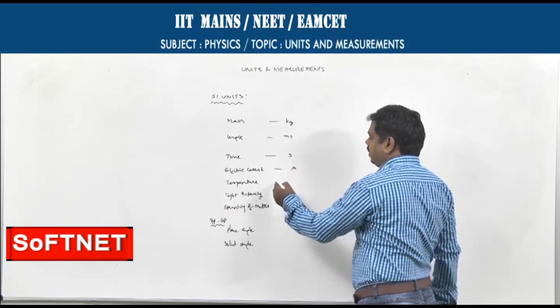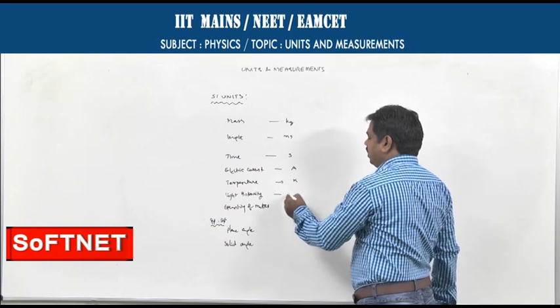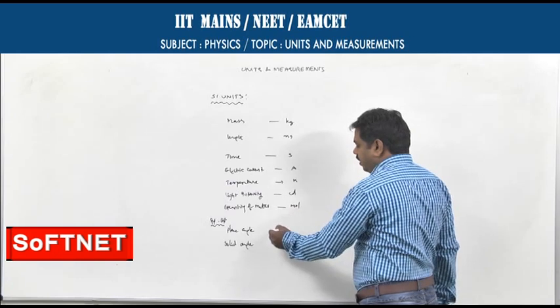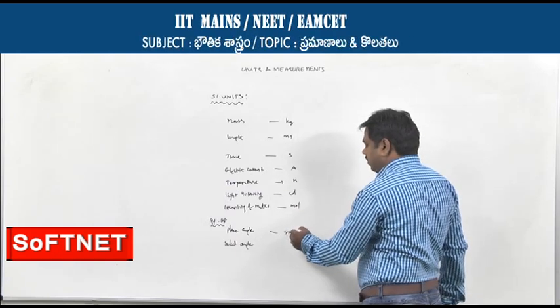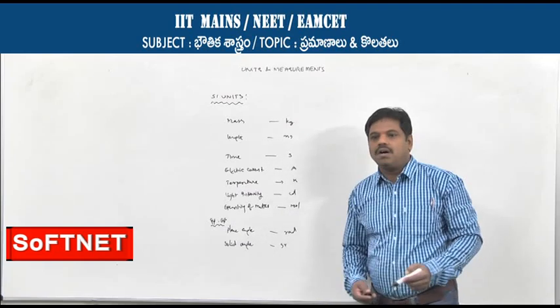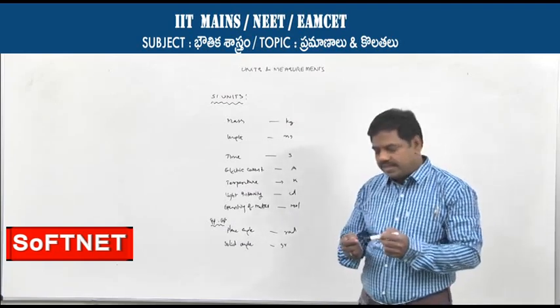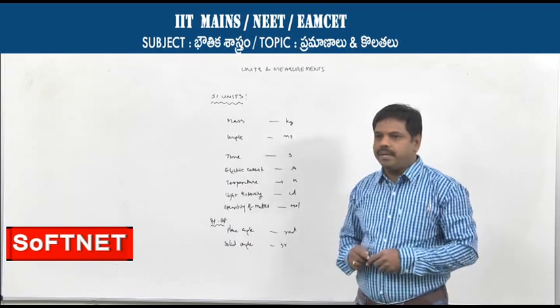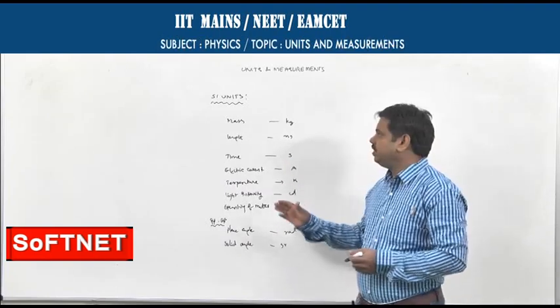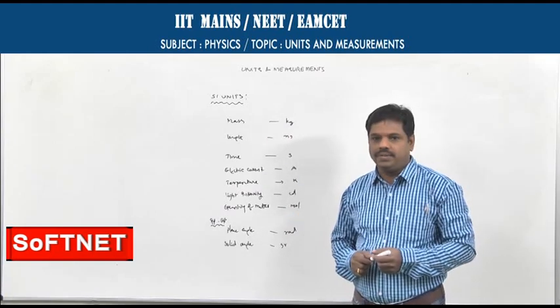The units of all these fundamental physical quantities we already know: mass, kilogram; length, meter; time, second; electric current, ampere; temperature, Kelvin; light intensity, candela; quantity of matter, mole; plane angle, radian; and solid angle, steradian. So all the other physical quantities, or we can say derived physical quantities, are built up from these fundamental physical quantities. So these come under the SI units.